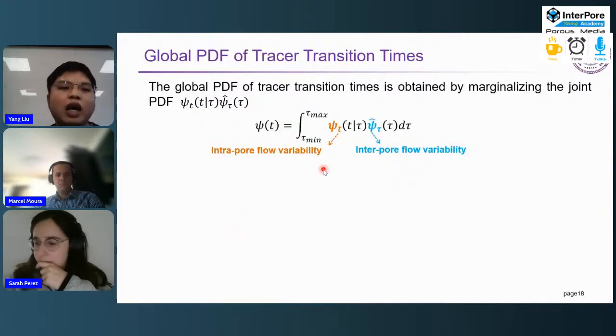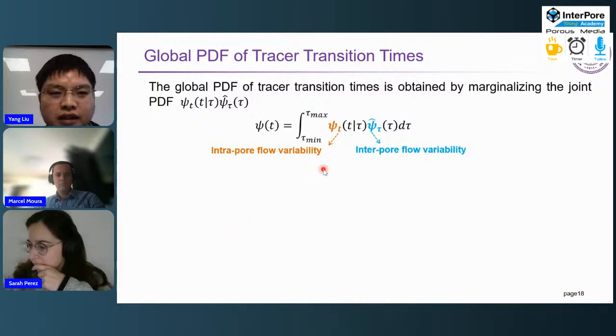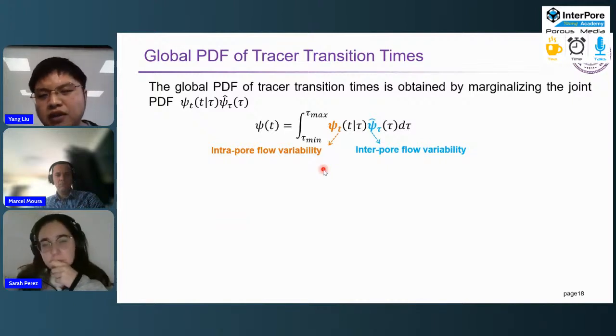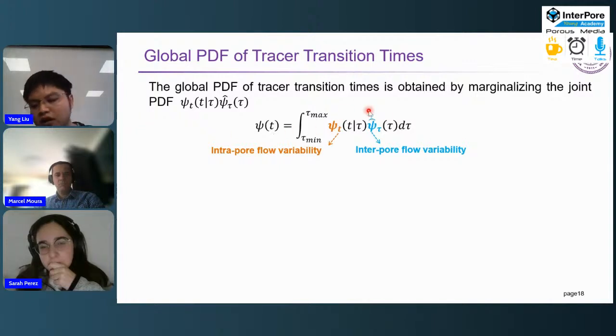So here we arrive at the global probability density function of tracer transition times, which is given by marginalization of the joint probability density function like this. However, please remember that the expression for the first term has three distinct modes corresponding to three distinct formulas. So we have to take care of this marginalization.